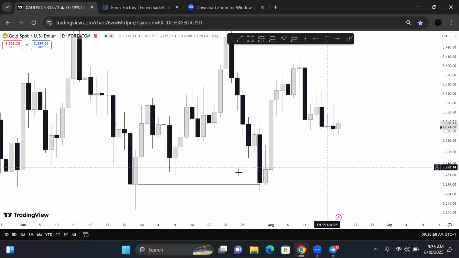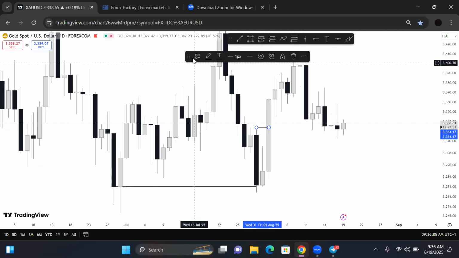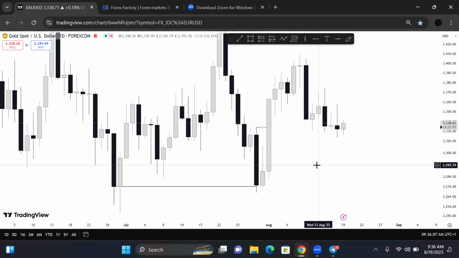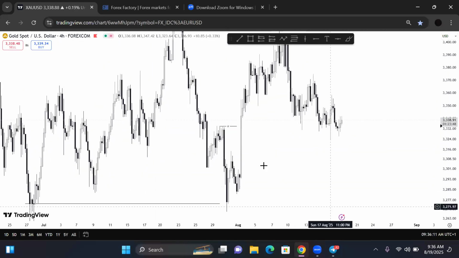All right. So tapping on this support level, what do we have? We have a break of structure right here. We have this break of structure right here. So let's go to the hourly time frame to see it clearly. All right. So on the hourly time frame, this is the break of structure.